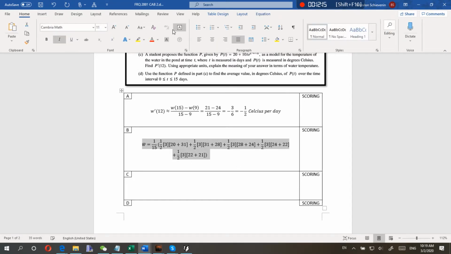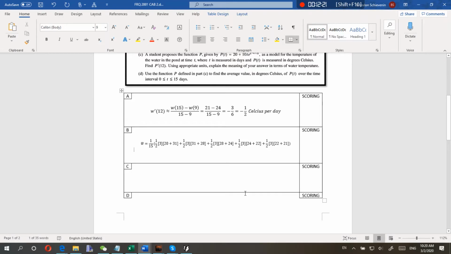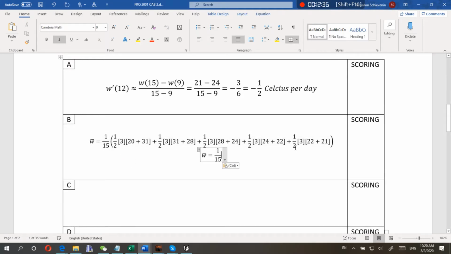Okay. So you'll notice I've got a 1/2 and 3 in all of this. So I'm just going to factor that out. So that'll leave me with this. W prime equals 1 times 15 times 1/2 times 3 times all of the numbers that I had on the inside when I add them up.